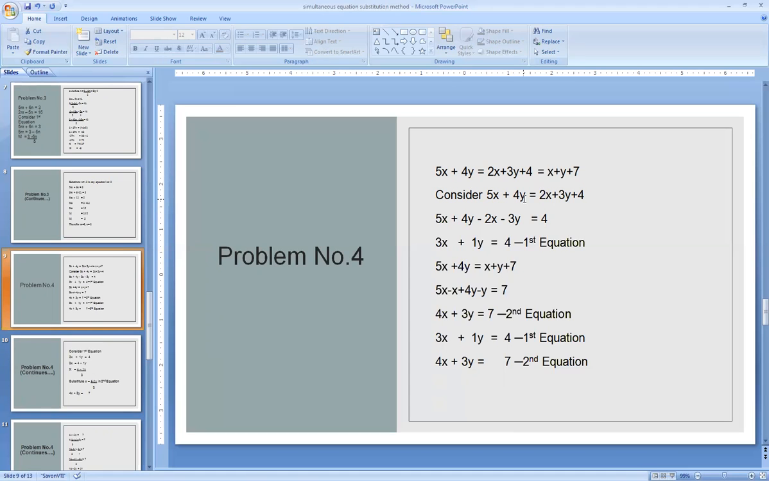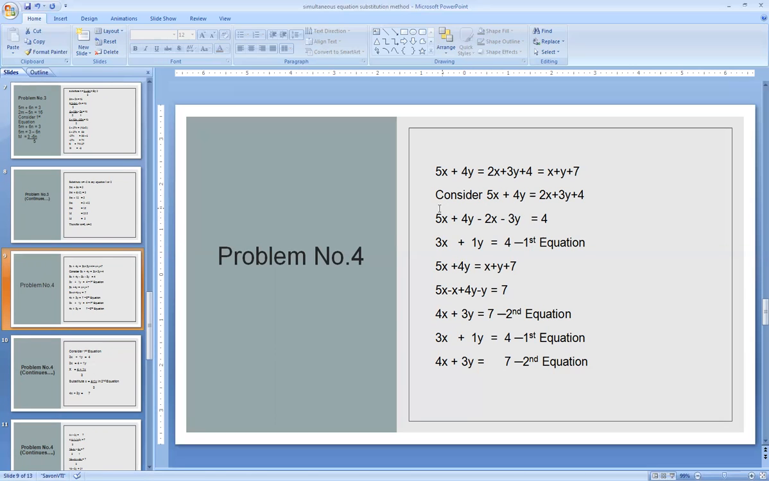That is 5x plus 4y equals 2x plus 3y plus 4. These are the two equations to be considered. With the help of these values, we'll have to frame the equations. Now 5x plus 4y, we are shifting all the x and y values to the left side and retaining the 4 at the right side. Then 5x plus 4y, this plus 2x becomes minus 2x, plus 3y becomes minus 3y equals 4.